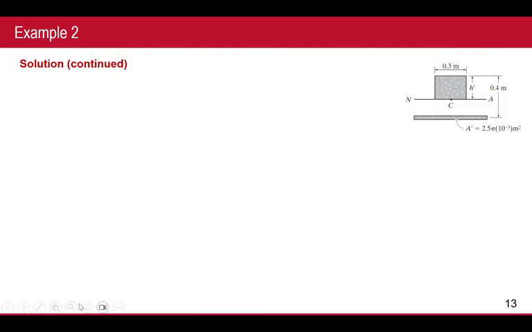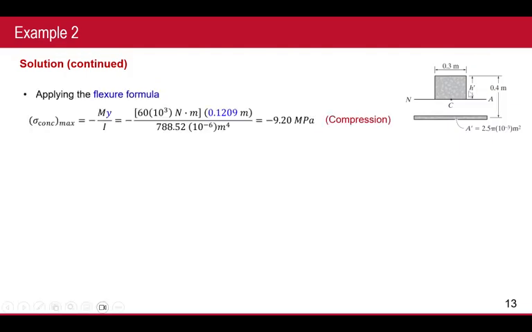So then later on, we can work on the whole thing. So we can work on the sigma concrete max on the top. So that's why we put negative My over I above. That's why we can see this value: negative 9.20 megapascal. So this is compression. Remember, this is real. It's actual concrete.